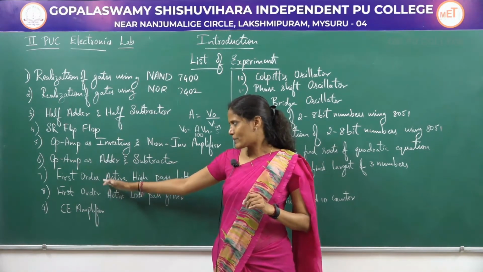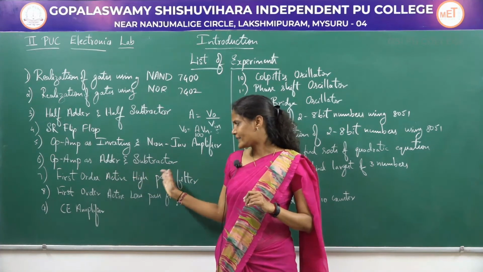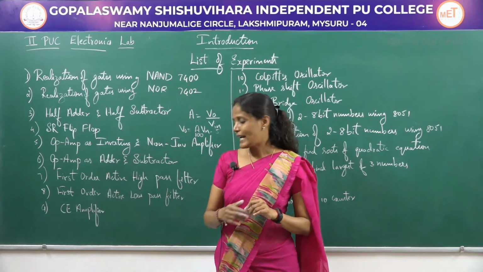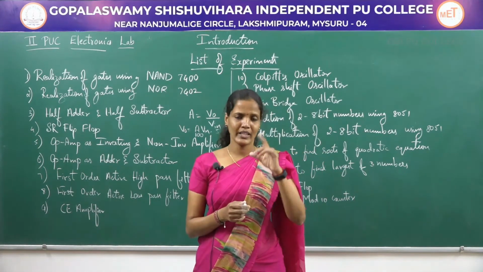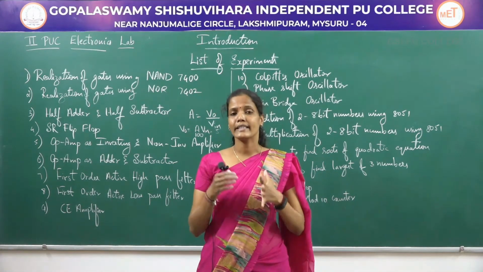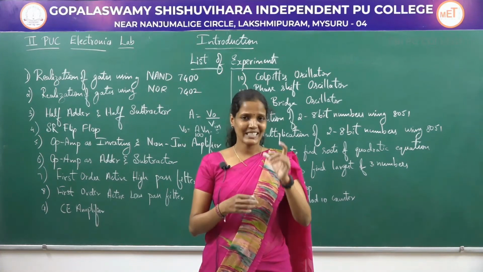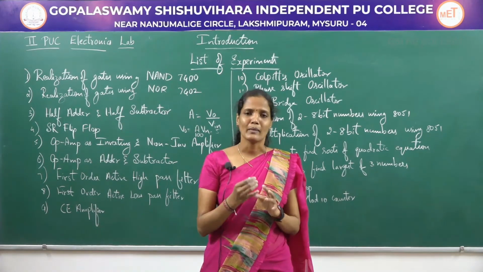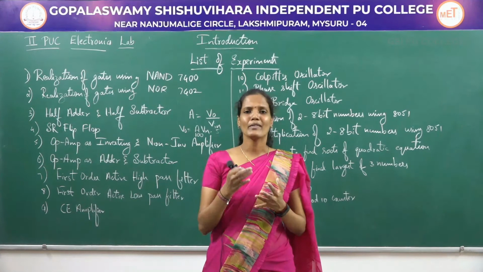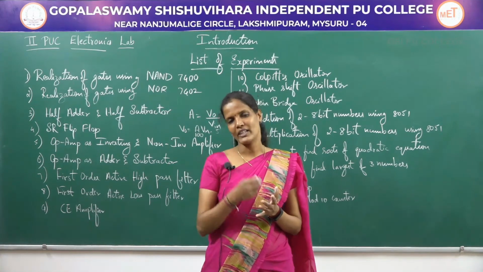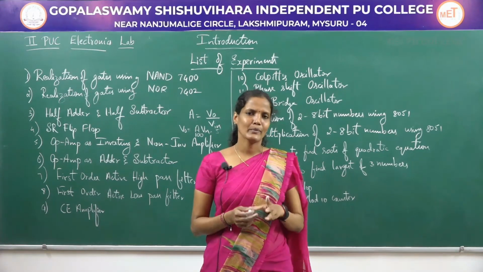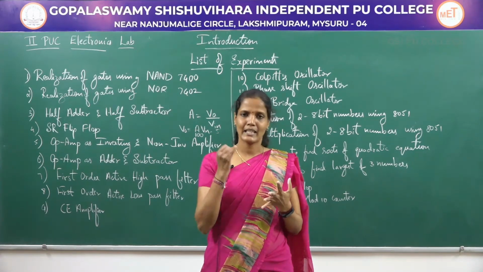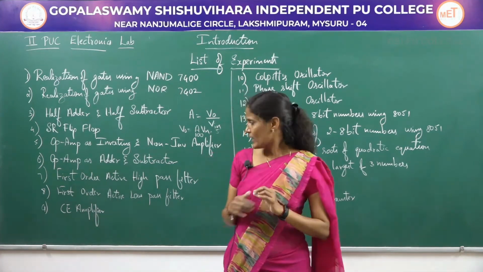Coming to the next two experiments, that is first order active high pass filter and first order active low pass filter. In our first PUC, we conducted an experiment on the RC low pass filter. R and C are two passive components. Apart from those two, we have another passive component, that is the inductor. So there are three types of passive components: resistor, capacitor and inductor.